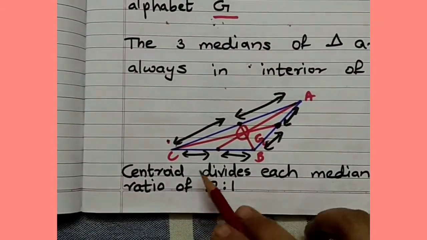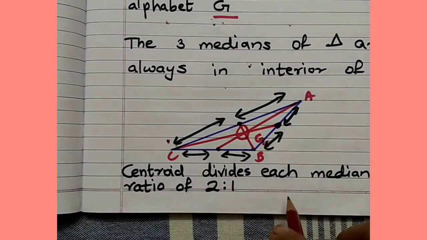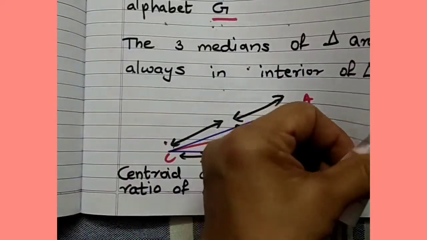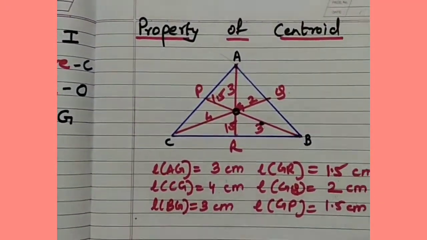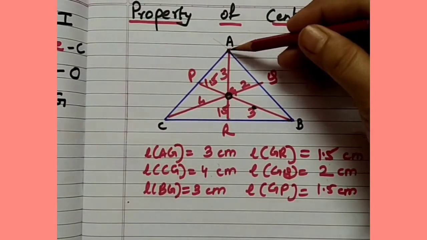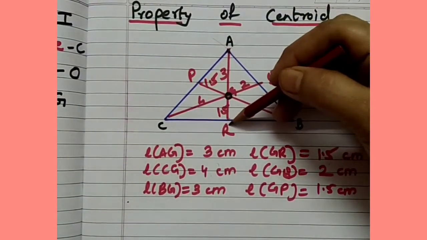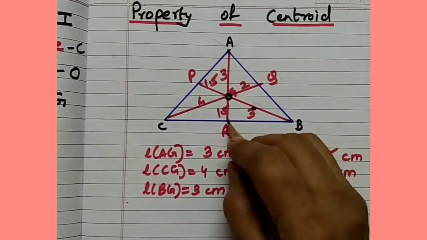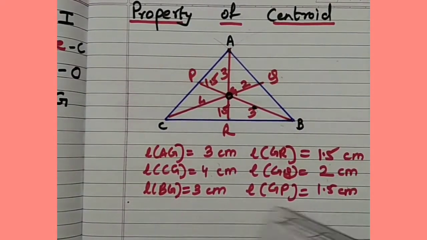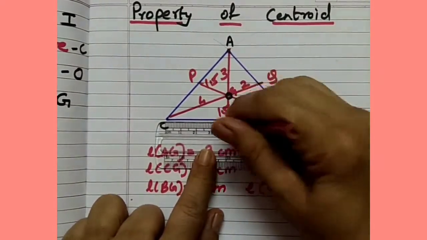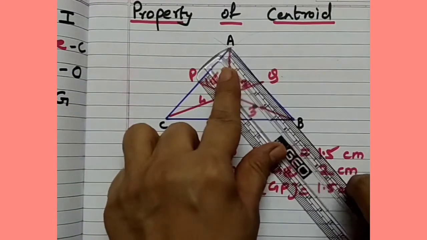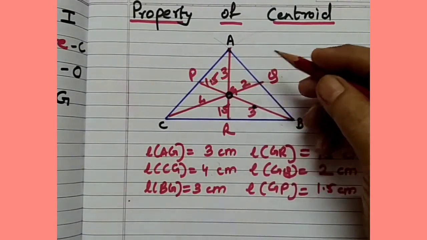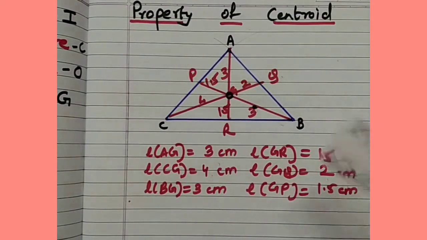And there is one special property of the centroid, that the centroid divides each median in the ratio of 2:1. How that is, that also we will see now. Okay, now look here, this is a property of centroid. So from A I am drawing the median to the side BC. That is, from A I took a midpoint, I measured this side, I took a midpoint and I drew the segment. Similarly, I measured this side. You can see here, this angle is not 90, this angle is also not 90. So not necessarily the angles will be 90, it can be any angle.